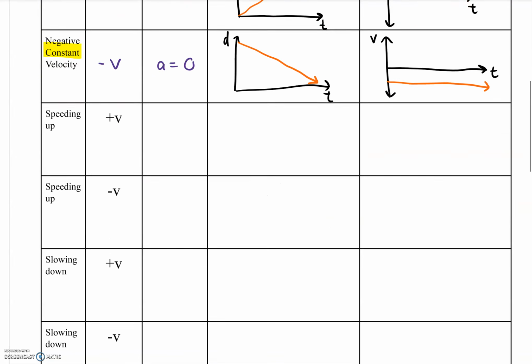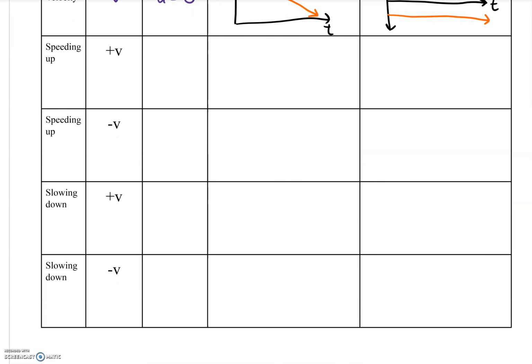So if we're speeding up from a positive velocity, the first thing is, what is the acceleration? Well, anytime you're speeding up, the acceleration is going to be the same direction as the velocity. So if it's a positive velocity, then that means your acceleration is also going to be positive, okay? Now, if you're speeding up in the negative direction, again, your acceleration is going to be the same direction as the velocity. So if the velocity is negative, your acceleration is also going to be negative, all right? Okay, so what does the position versus time graph look like for these scenarios? Let's start with speeding up in the positive direction.